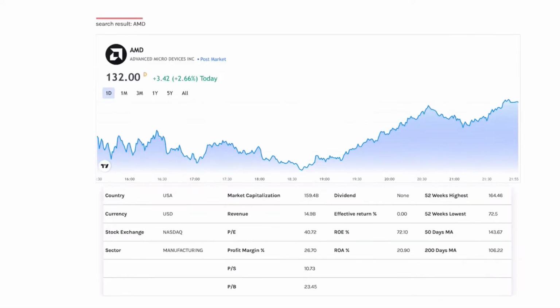As I mentioned, we're going to take a look at AMD, and they are traded on NASDAQ and are in the manufacturing sector. And if we go over to the screen, we can see here that their market capitalization is $159 billion and their revenue is at $14.9 billion. The PE ratio is at 40.